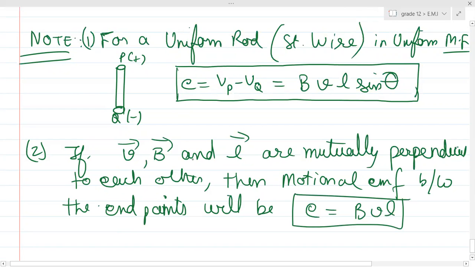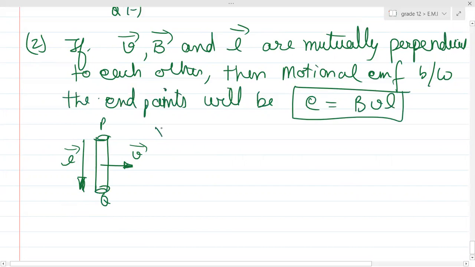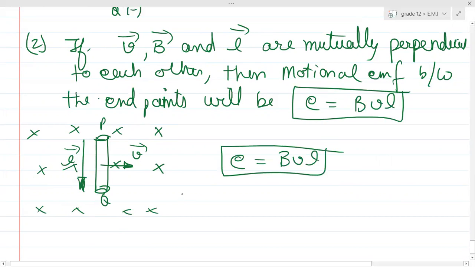So when all three of them are perpendicular to each other, then what will happen? Can you see over here? This is the length vector PQ. Velocity. Can you see the object is moving perpendicular to its length, right? Yes or no? And if I say the magnetic field is like this or like a dot, can you see in all these cases the EMF will be E. Okay, is that clear?